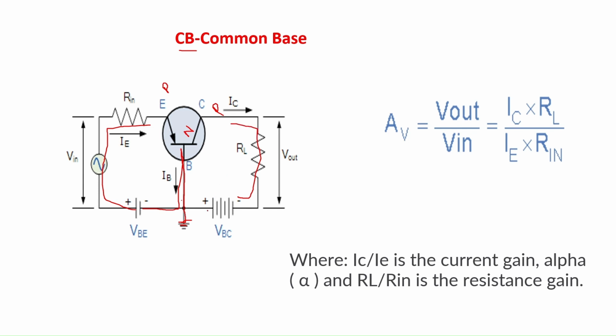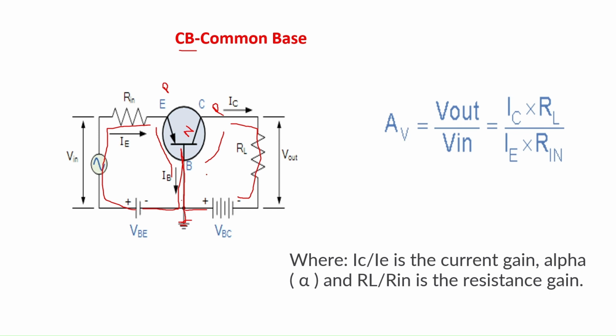In common base configuration, input is applied between emitter and base, and the output is obtained between base and collector. So the base is used as a common terminal for both the input and output. Base is involved in the input port, and the output is taken between collector and base. Here also the base port is involved. So it is called common base configuration.